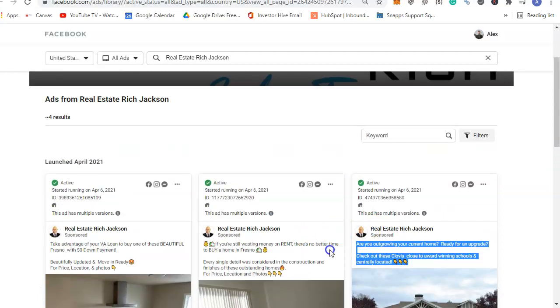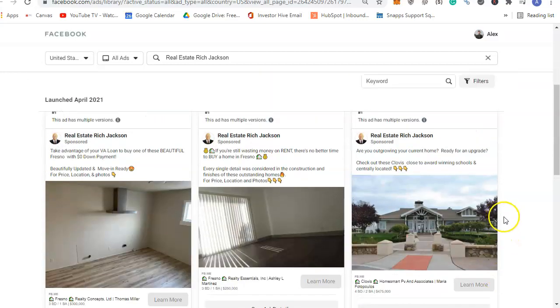AIDA, right? Attention, interest, desire, action. Okay. So that's a very powerful method with ad copy. "Are you outgrowing your current home? Ready for an upgrade?" Okay, so that's a good attention grabber. But then they just jump straight to action. "Check out these Clovis homes, close to award-winning schools, centrally located."